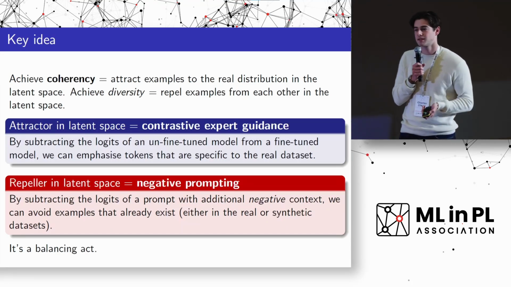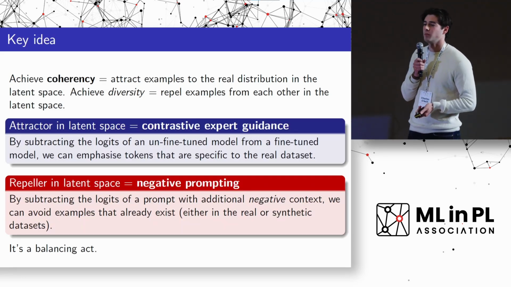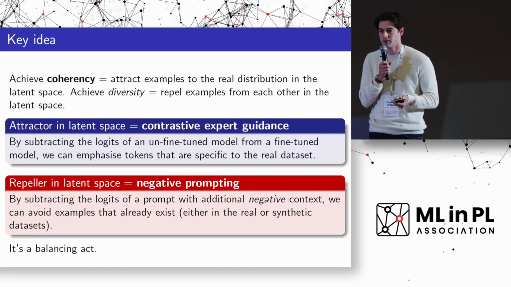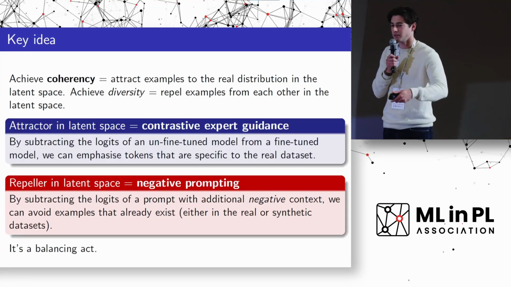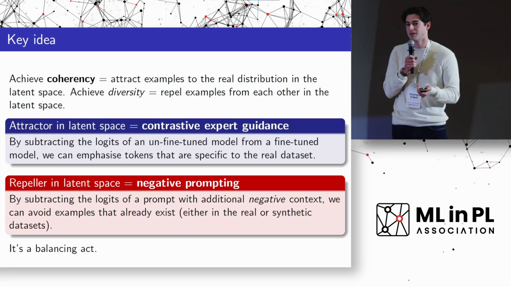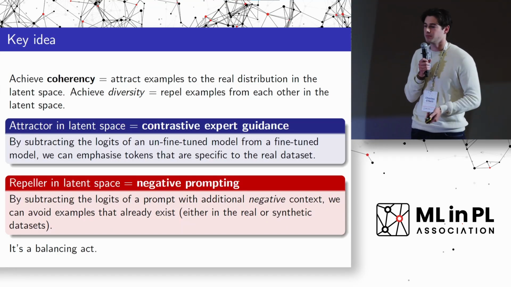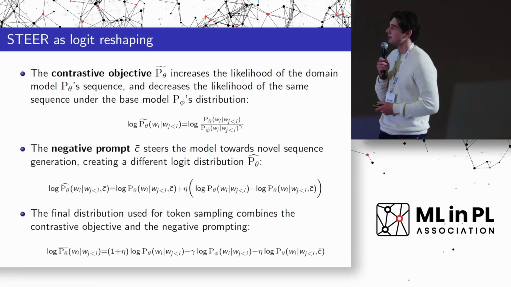To counter this, we use a repeller. And this is another really simple idea. This time, we just feed in examples we've already generated, or even examples from the real data distribution, and append them onto the end of the prompt, and then subtract the logits that come out with those examples appended on. It may not seem like that should work, but it does. Those examples become less likely to be generated again. So that's our repeller. It's pushing things away in the latent space.